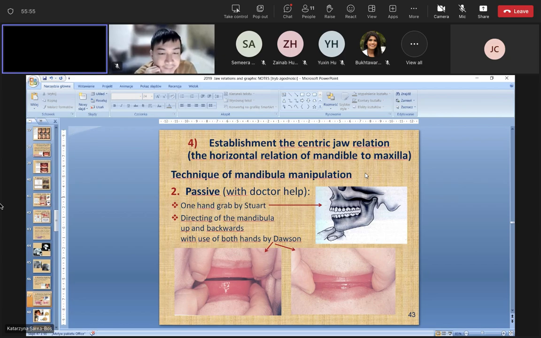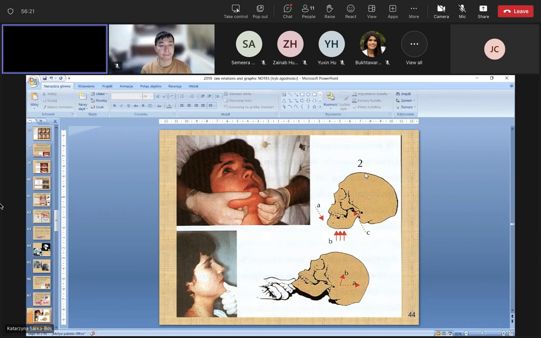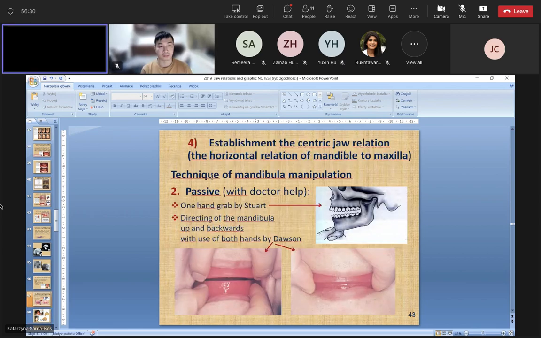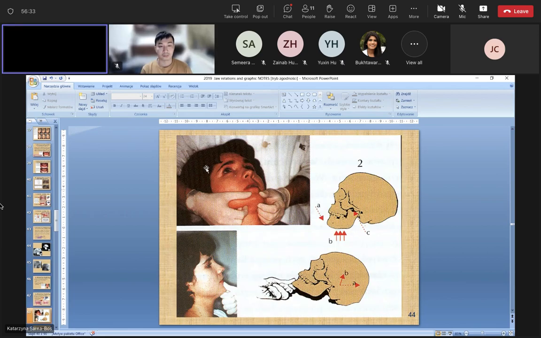And during this stage, we try to use both methods, active and passive, together. So I ask the patient to swallow and to touch his tongue to the vibrating line, and at the same time, I try to push the mandible back using my hand. And then I'm sure that I find the proper position of the mandible to the maxilla, and I ask the patient to close his mouth. Again, this is the two hands method by Dawson and one hand method by Stewart.